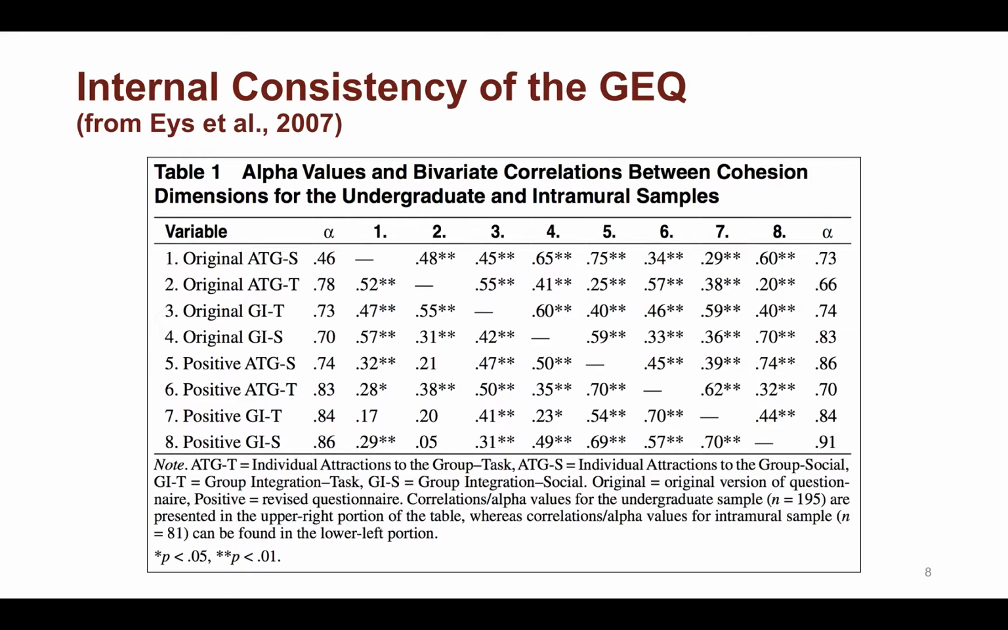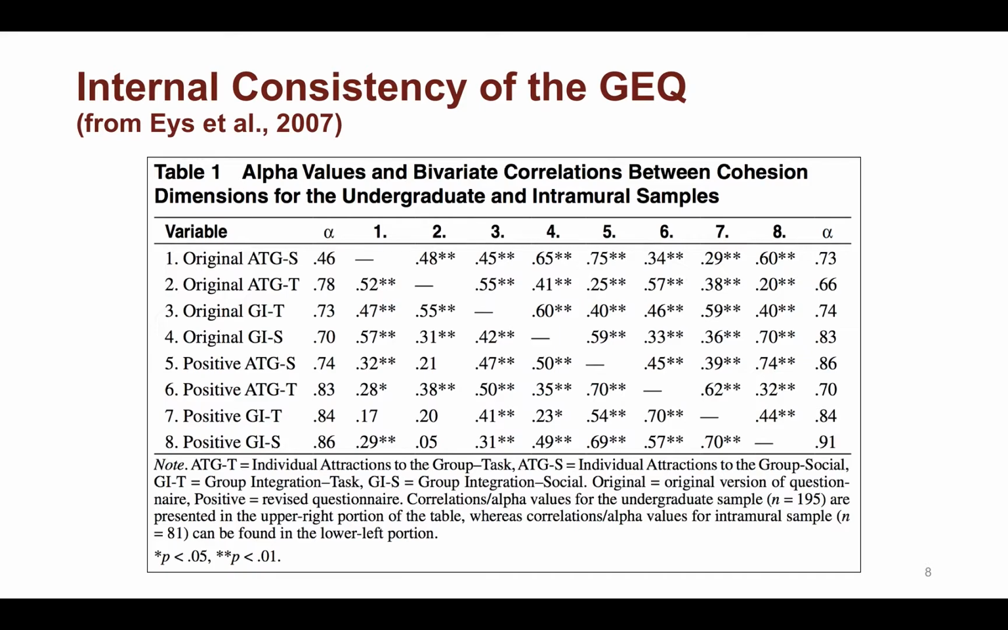And we'll look more at an article by Eys et al. from 2007 about the GEQ. This is specifically about what happens when we change the wordings of these questions that we saw in the GEQ, from the original version to all positively worded questions, like questions that don't require any reverse scoring because they're all worded in the exact same direction. They're all worded positively, so that basically high scores refer to high levels of cohesion.